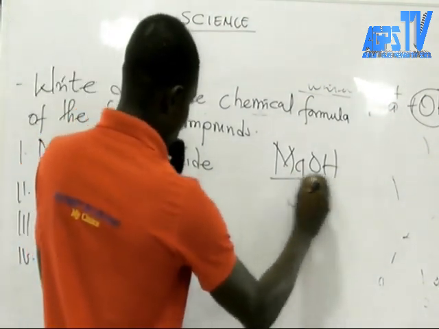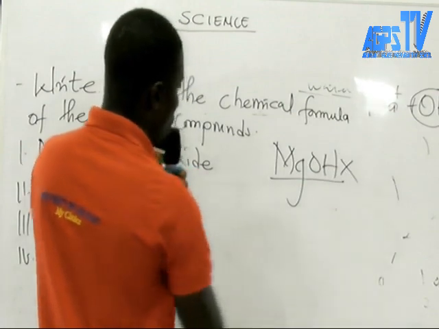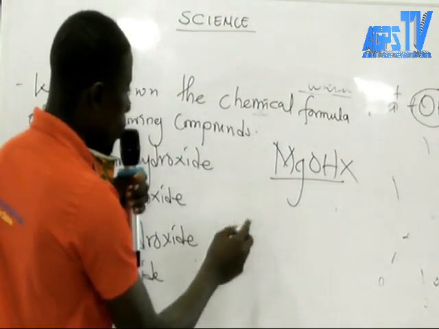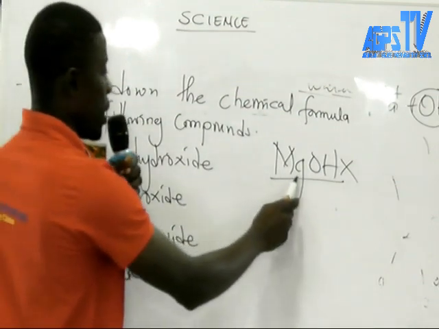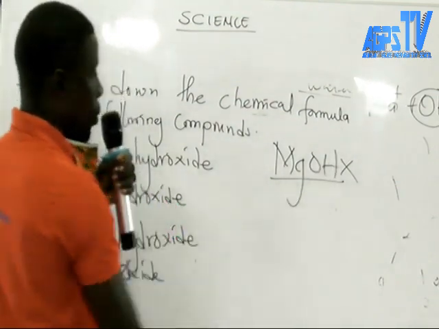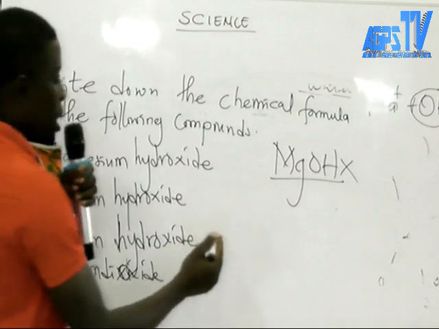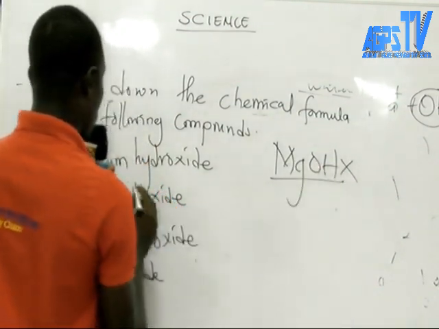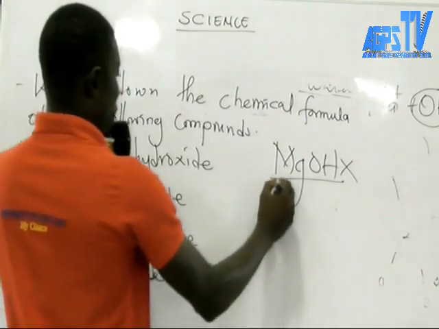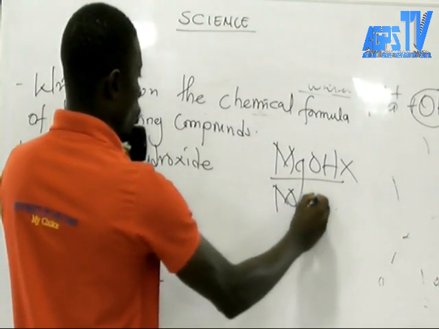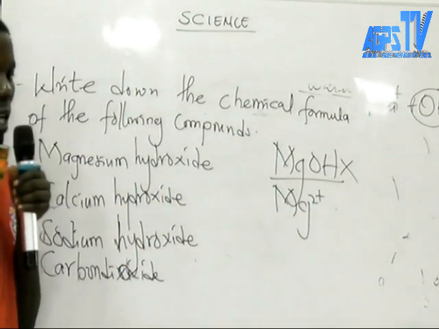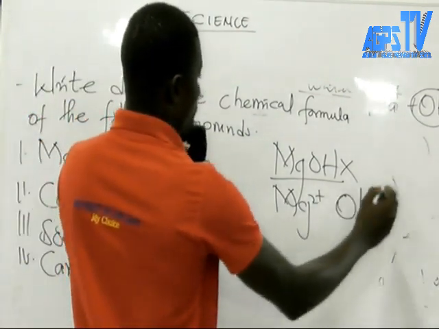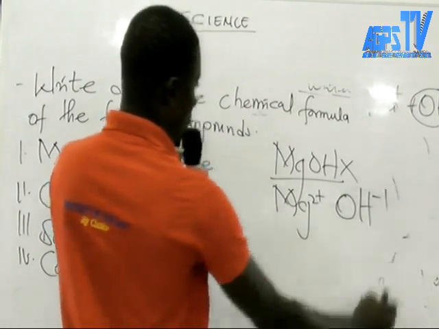Somebody will write this one. If you write down this formula, it means that you don't know the valences of the various ions. Now, look at this one, magnesium. This one is having a charge of 2. OH is having a charge of -1.